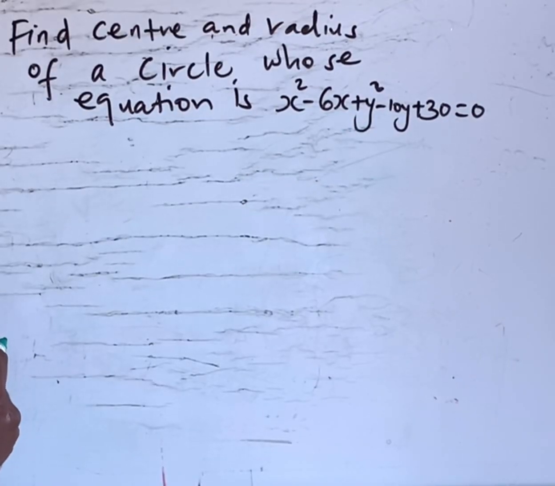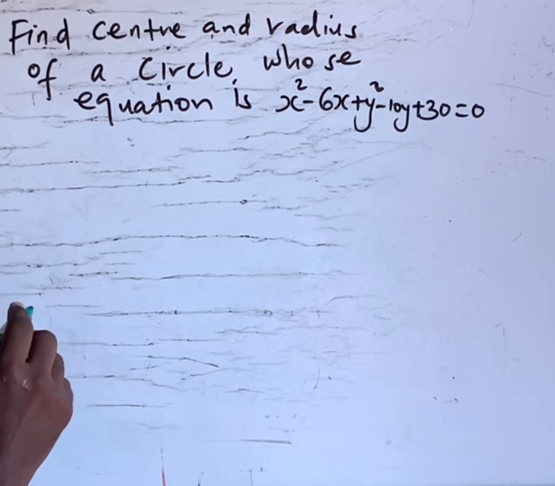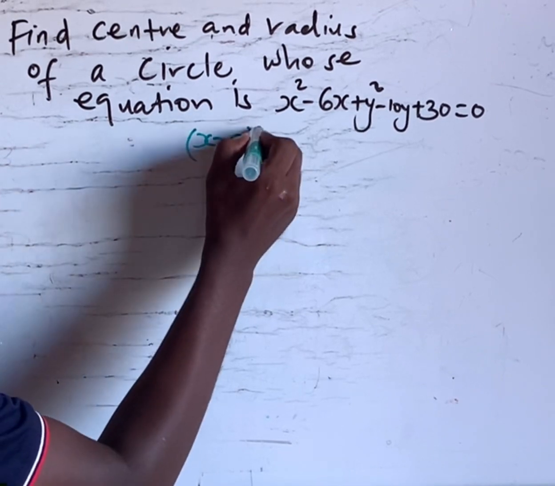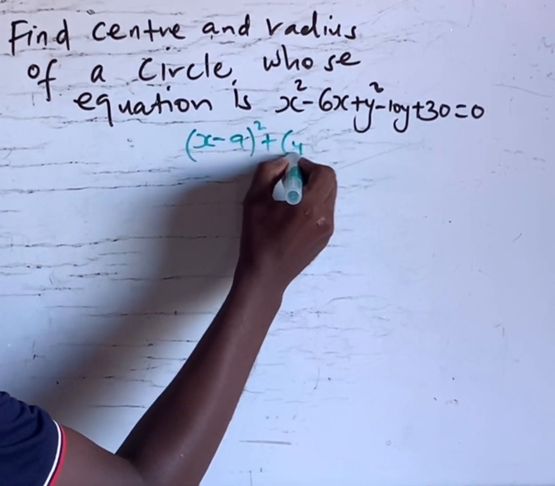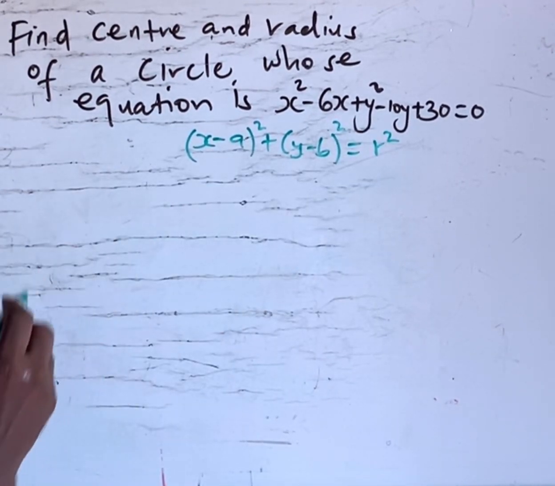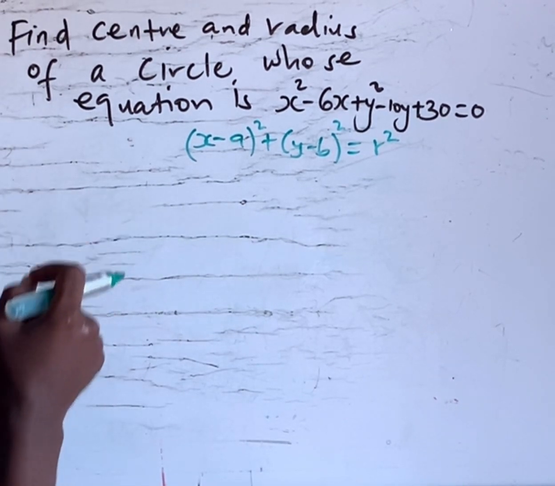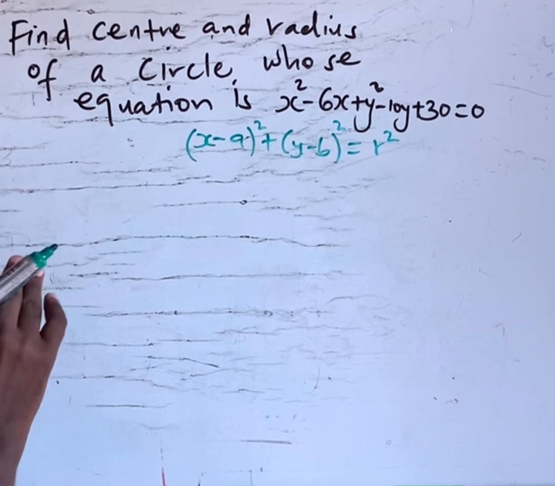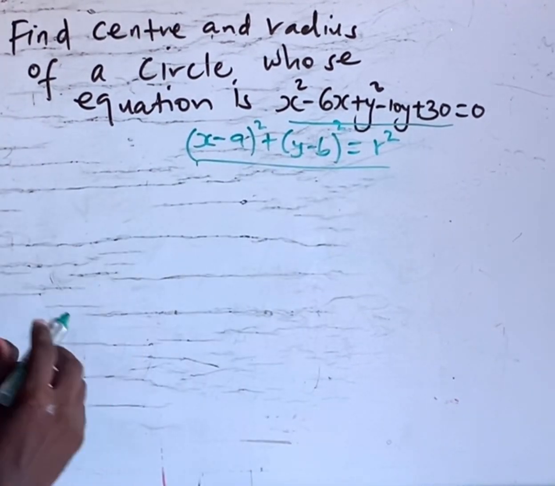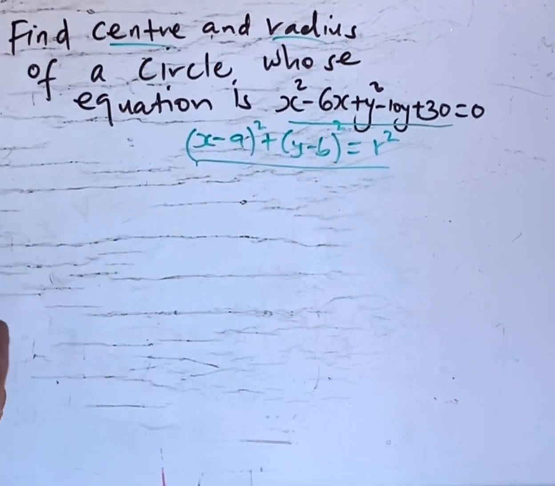To solve this kind of equation, we must first of all know the general equation of a circle. The general equation of a circle is given by (x - a)^2 + (y - b)^2 = r^2. a and b are the coordinates of the center of the circle, whereas r is the radius of the circle. So we're going to simplify this equation into this format so that we can easily identify the center and the radius of this circle.